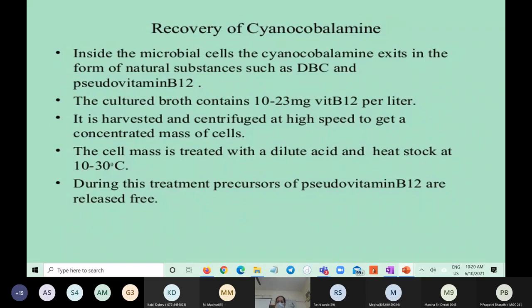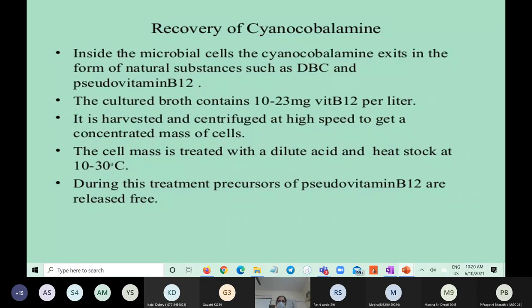Okay, so first what we have done, we have formulated the media, we have sterilized the media, thirdly we have inoculated the starter, fourth was the anaerobic fermentation. So anaerobic fermentation, what has happened? The DBC growth production was induced, encouraged by Propionibacterium shermanii.